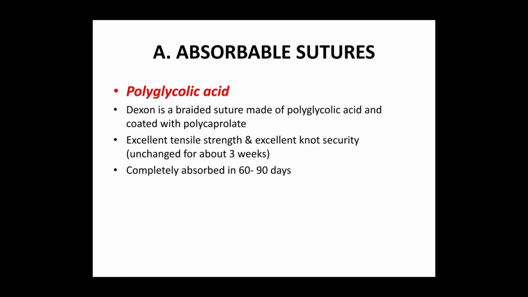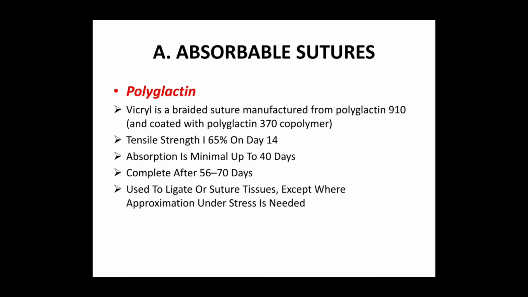The examples are polyglycolic acid, or Dexon, which is a braided suture made of polyglycolic acid and coated with polycaprolate. It has excellent tensile strength and excellent knot security. It is unchanged for about 3 weeks in the body and completely absorbed in 60 to 90 days. Polyglactin, the best-known brand name being Vicryl, is a braided suture material manufactured from polyglactin 910 and coated with polyglactin 370 copolymer. The tensile strength is approximately 65% on day 14. Absorption is minimal up to 40 days.